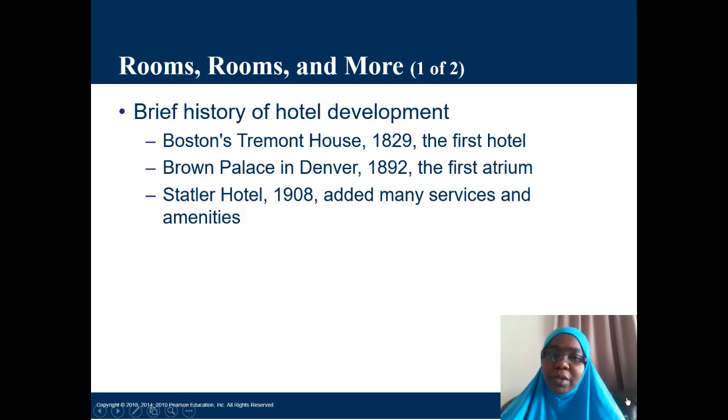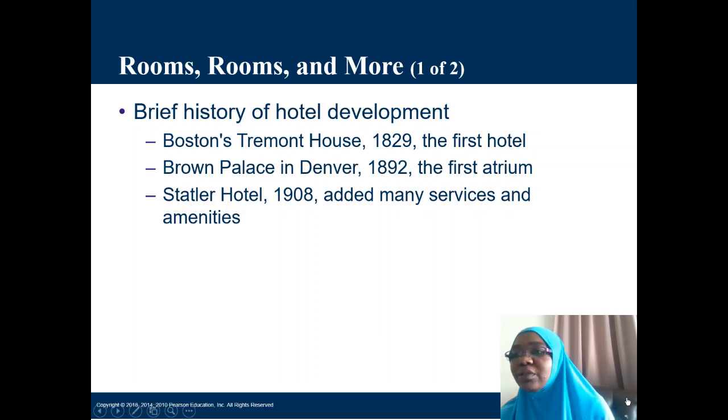Next, we want to talk about the rooms. We've been talking about lodging, about accommodation, and so on. So what about accommodation? What about lodging? It's just about a room, right? Having a room or more to yourself or for your personal use. So we want to talk about a brief history of hotel development. How did the word accommodation or hotel come about?